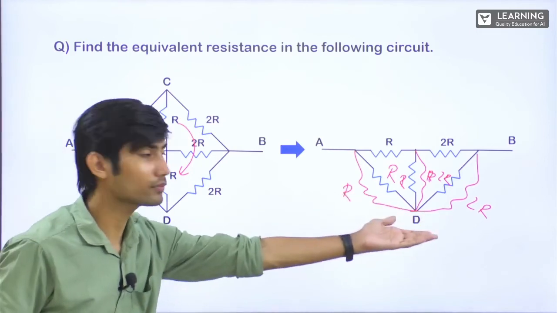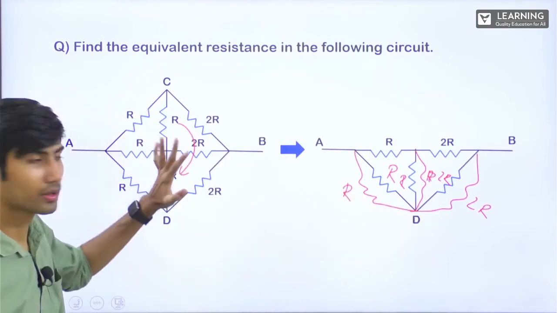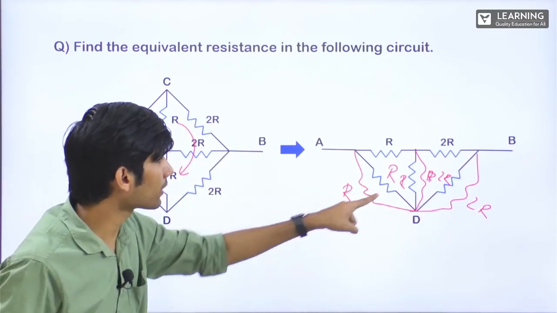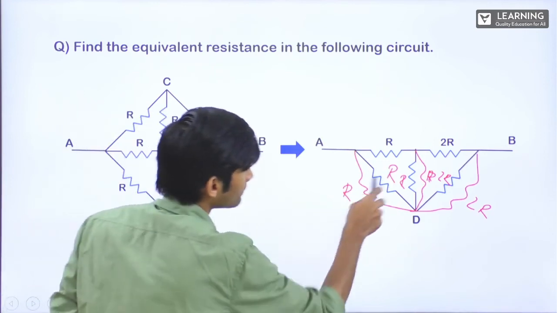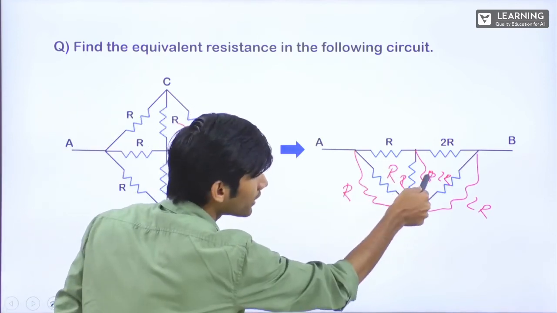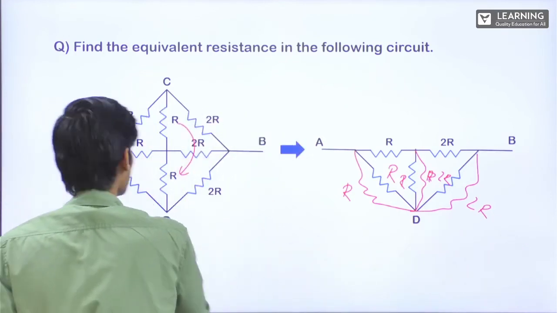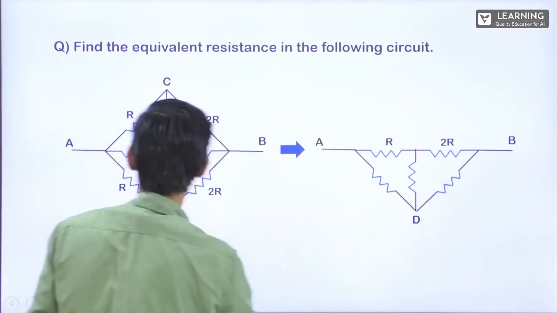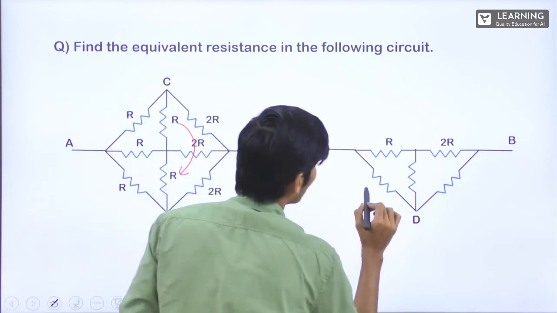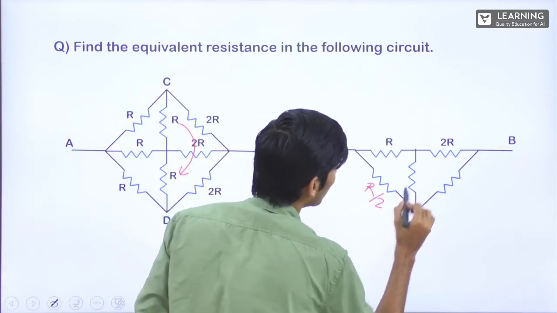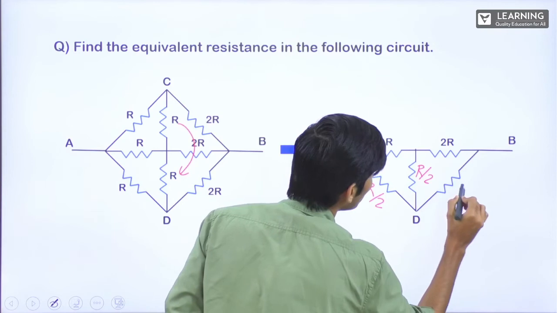Correct? Got it? Now, this R by 2, this R by 2, this 2R, 2R, R. So these three resistances will be R by 2, R by 2, and this will be R.